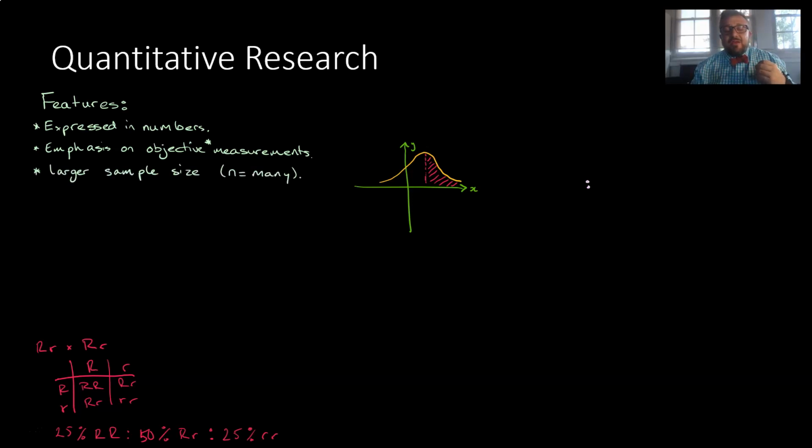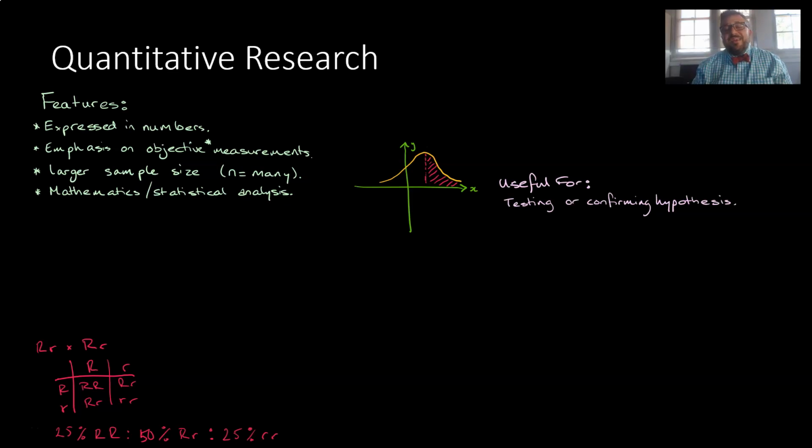We also usually have a larger sample size. N, meaning the number of groups, things, or participants in our research, usually equals many. So a larger sample size, that's what the research is being done on. And the focus is on mathematics or statistical analysis. Again, that's not non-existent in qualitative research, but it's more the focus in quantitative research. It's useful for testing or confirming a hypothesis.